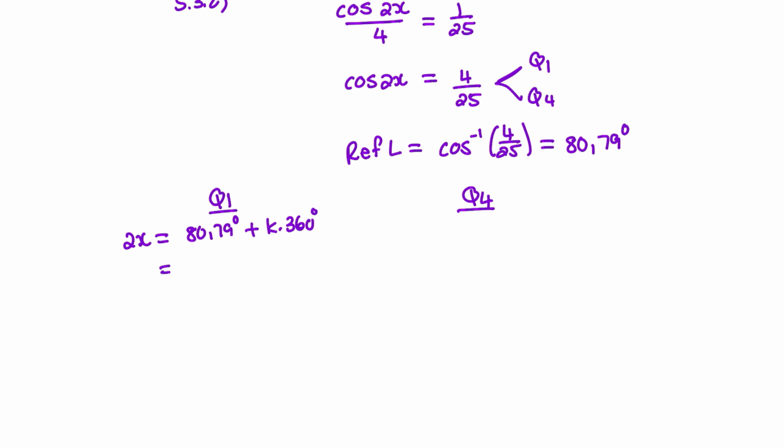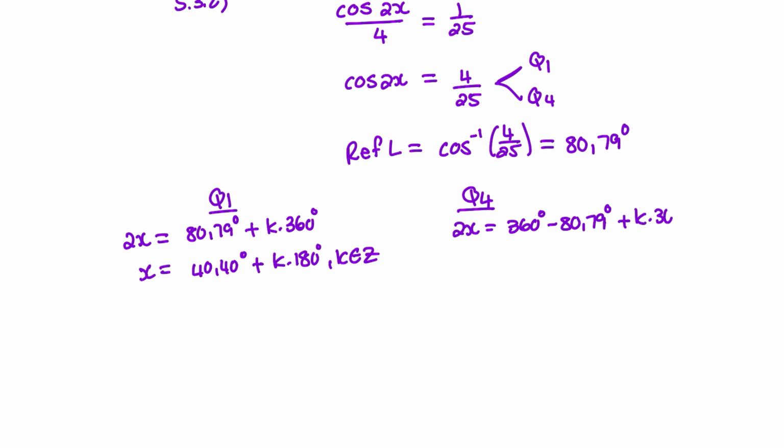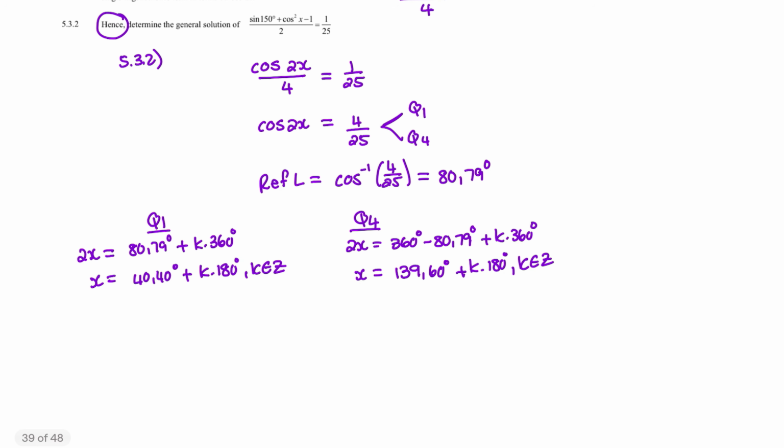And we divide everywhere by 2, and that becomes 40.4 degrees plus k times 180, where k is an element of integers. For quadrant 4, we have 2x is equal to 360 degrees minus 80.79 degrees plus k times 360. And when I divide everywhere by 2, that simplifies to 139.6 degrees plus k times 180, where k is an element of z, or an integer. So that's one way of doing it.